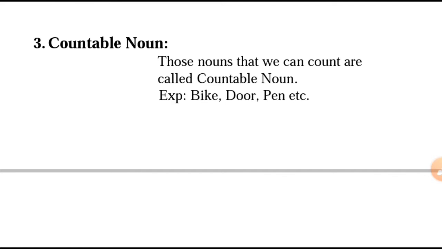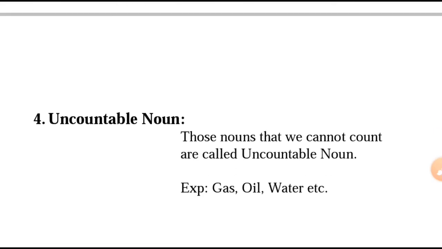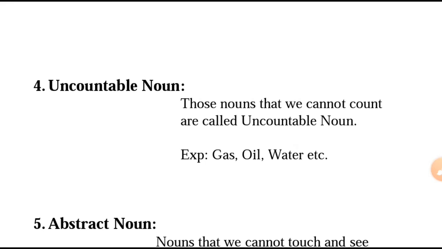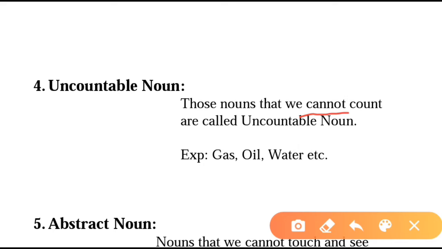You can count bikes, you can count pens. So those things that you can count in numbers like 1, 2, 3, 4, 5. So it is called countable noun. So in opposite of it, it is uncountable noun. So now uncountable, those nouns that we can not count. So what is the difference? In countable we can count. When you're talking about uncountable, it means we cannot count.